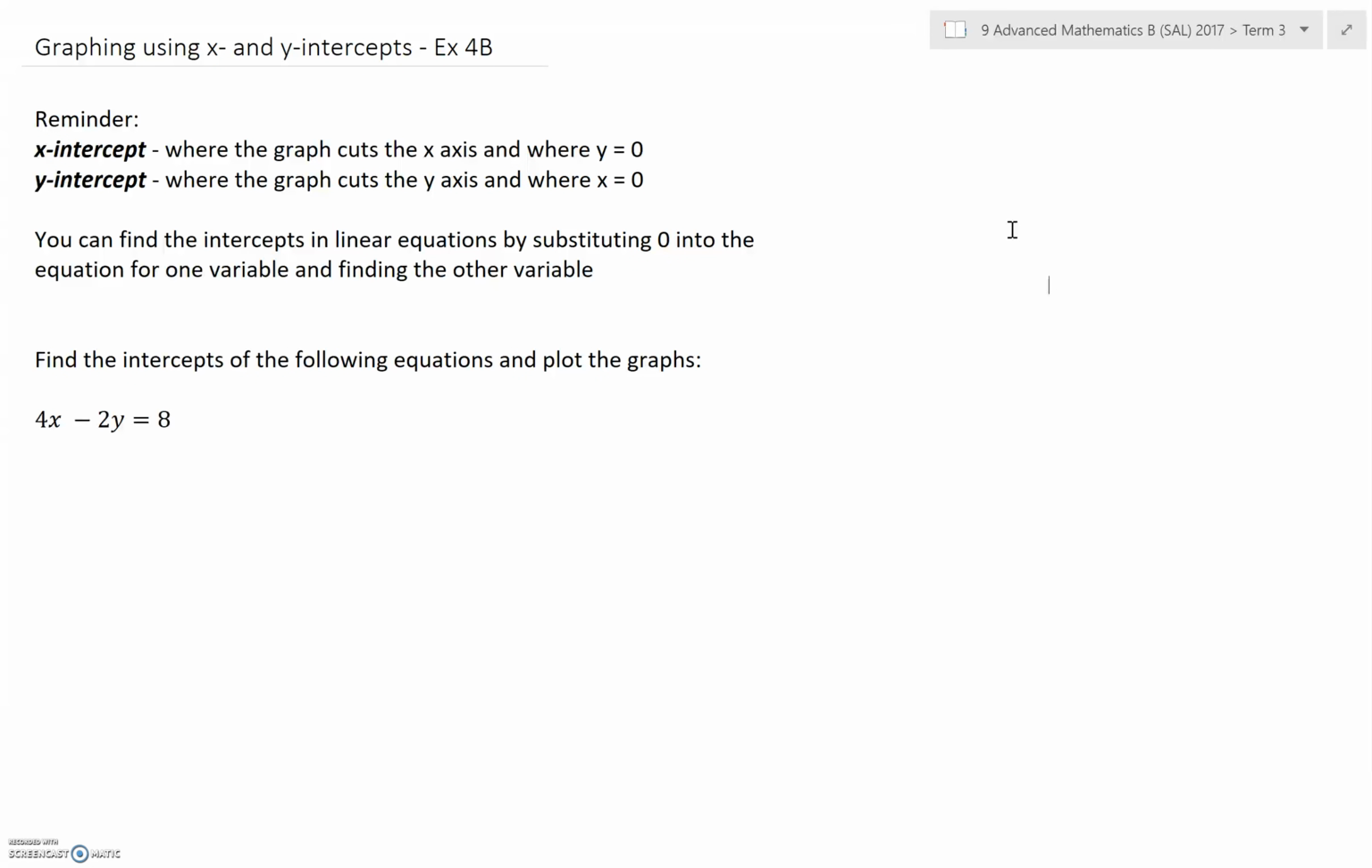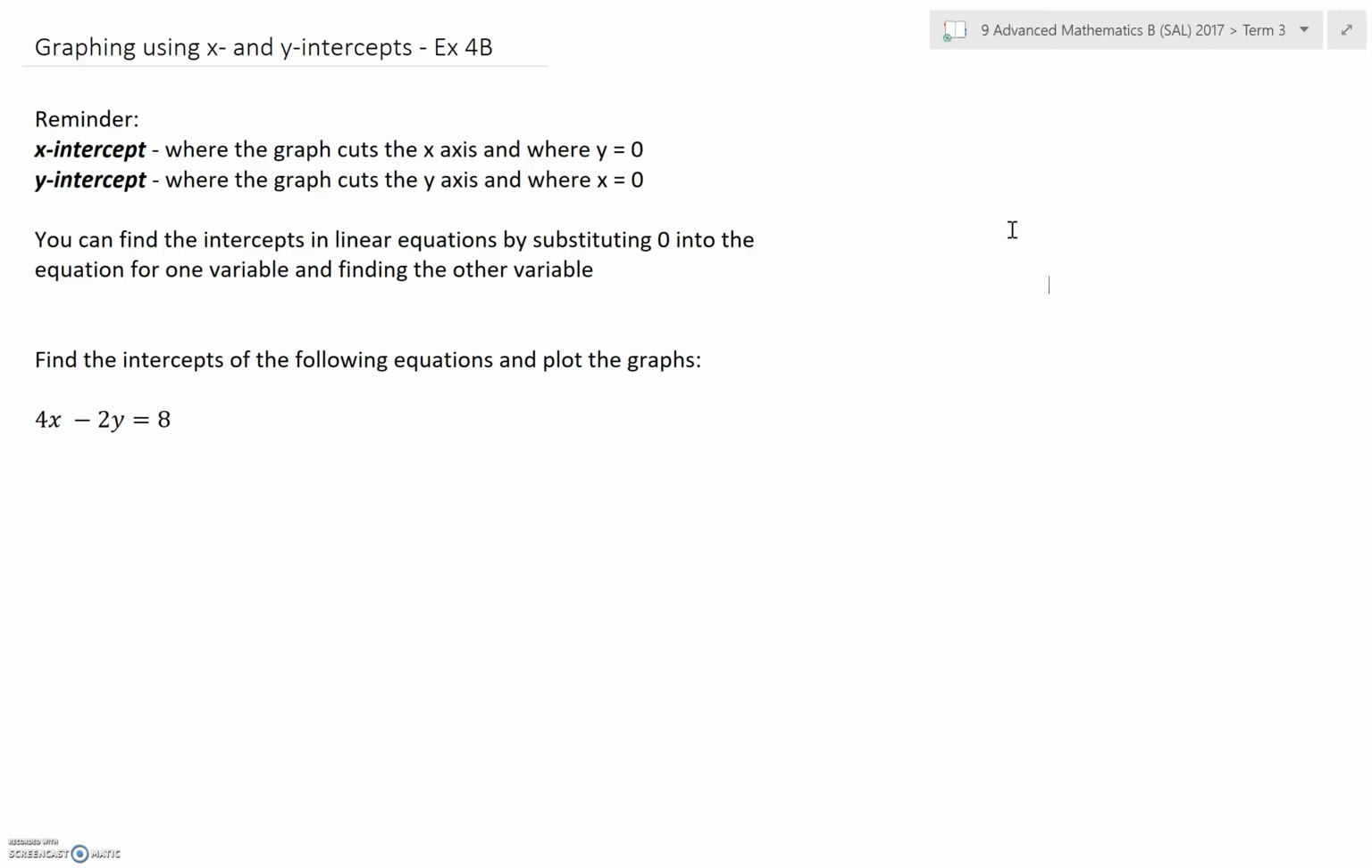The x-intercept is where the graph cuts the x-axis, and at this point y equals 0. The y-intercept is very similar: it's where the graph cuts the y-axis, and at this point x equals 0. That is because when the other variable is equal to 0, it means we're on our axis. It hasn't moved at all in either the horizontal or the vertical direction along the other axis.